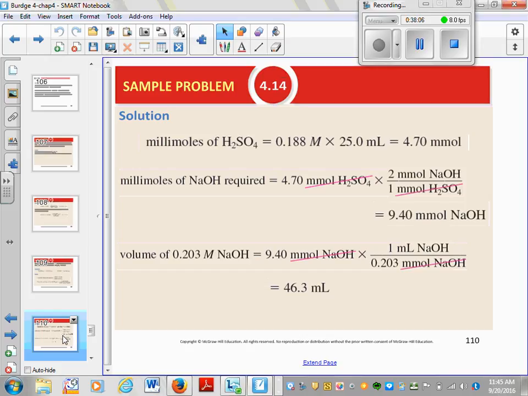Let me give you another. So I have 0.105 molar barium hydroxide, and let's say I have 25 milliliters of this that I use in the titration. And I have HCl, acid, and I had 50.0 milliliters of this. What's its concentration?